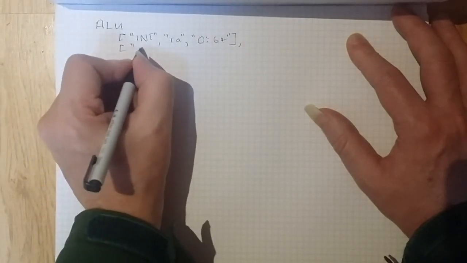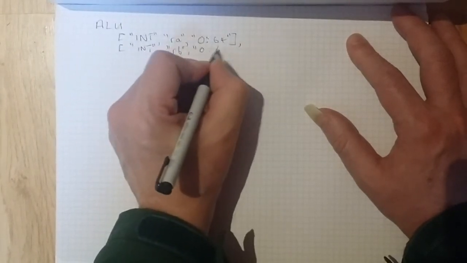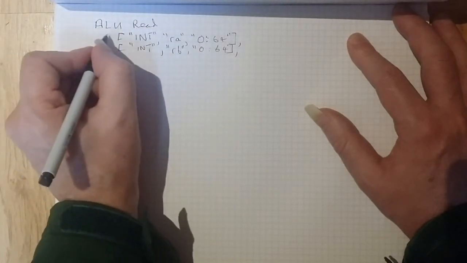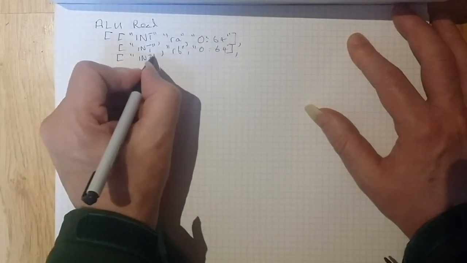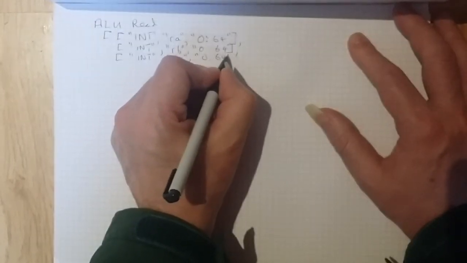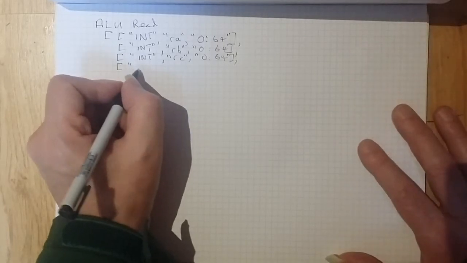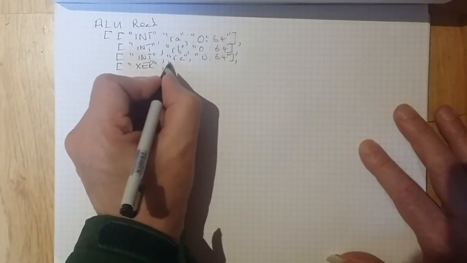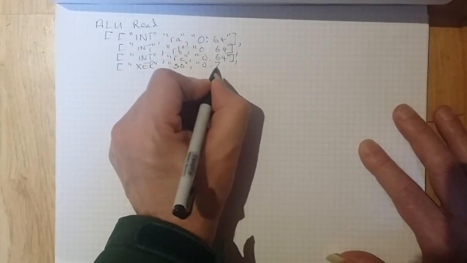And likewise, there'll be an int. That means it's an integer register file, and there's an RB. And again, 0 to 64. Now this is for the input. This is for read. Comma, int again, RC, 0 to 64. I won't do all of them, but there's the XER sticky overflow, let's say, and it's 0 to 2, so it's only 2 bits wide.